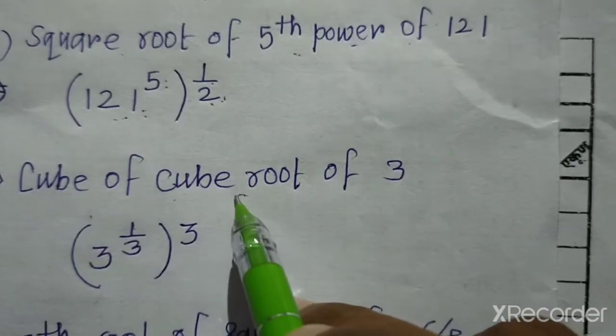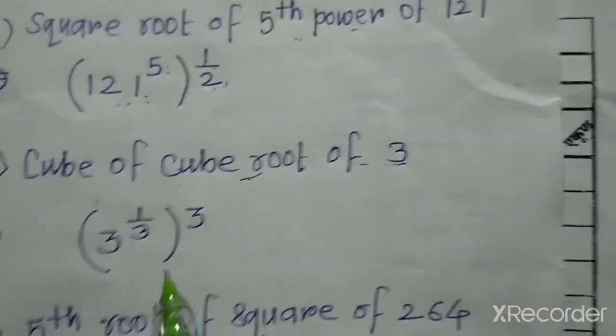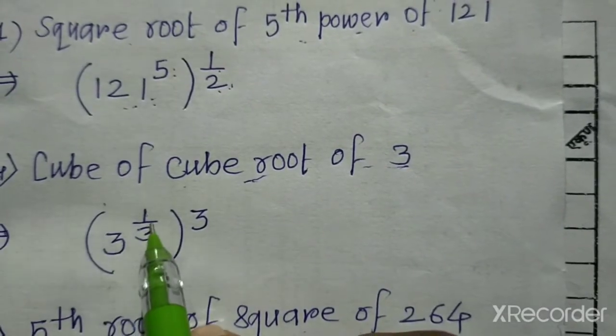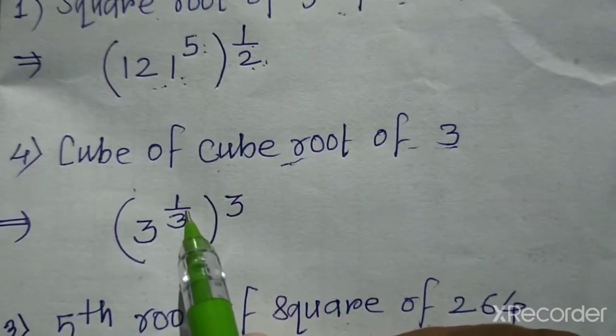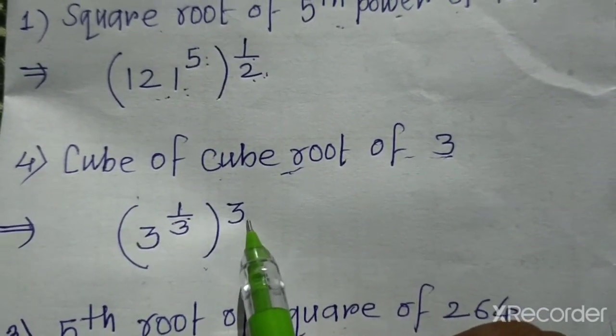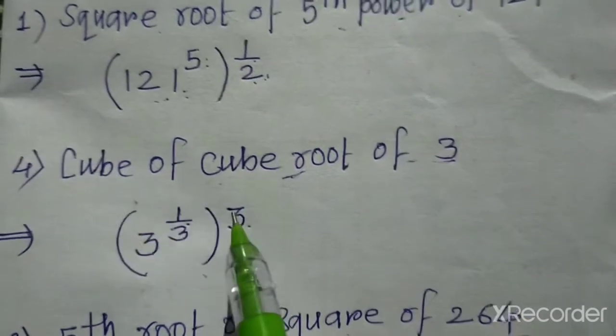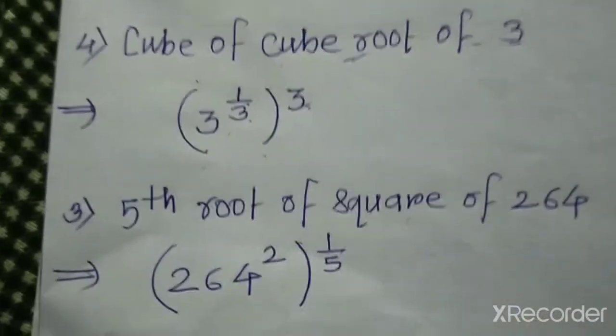Now see here the cube root of 3. Now see first cube root of 3. So write in the bracket 3. Cube root means 1 by 3. And outside the bracket we have to put the index 1 by 3, means the cube root of 3.